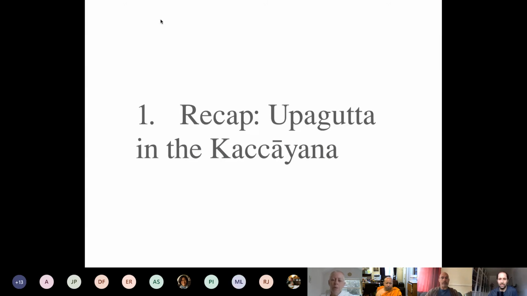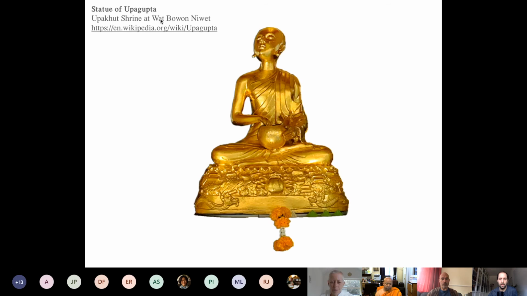Actually, we are not going to summarize everything, but I thought it would be good to discuss a little bit the example of mentioning Upagupta in the Kaccāyana grammar. So as many of you probably already know, Upagupta is a Buddhist saint, who is worshipped in Southeast Asia. You will find many statues like this. This one is found in the Upagupta shrine at Wat Pawon Niwet in Thailand. You will find many statues like this also in Myanmar and other countries.